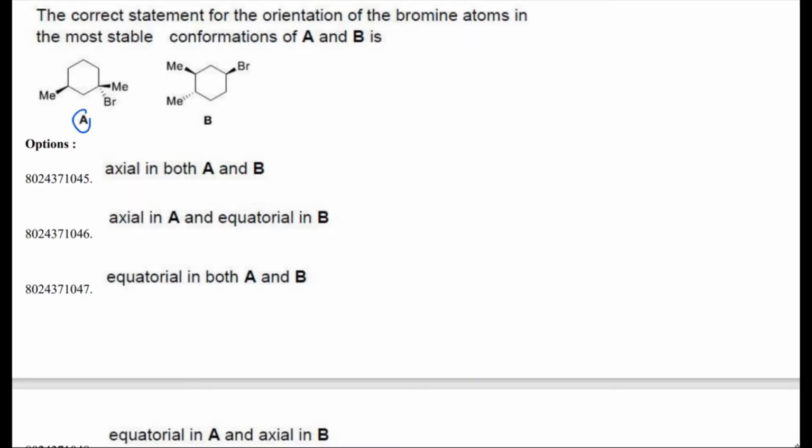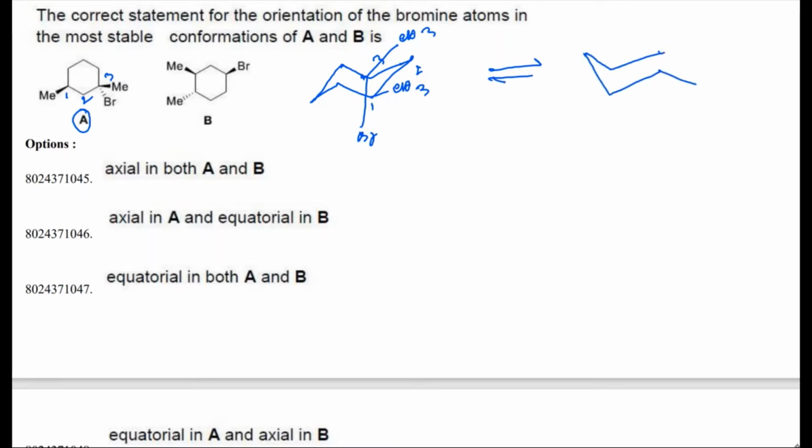So if we take the compound A, we will designate the carbons as 1, 2, 3. Now we'll draw the chair conformation. Let's say this is 1, 2, 3. So in 1 it is above the plane, and in 3 it is above the plane, and the bromine is below the plane. And if we flip the ring, then we'll have this axial group in equatorial position and the equatorial group in axial position.